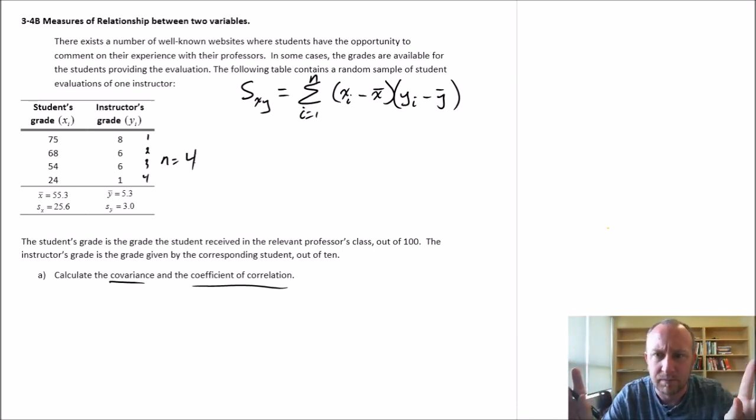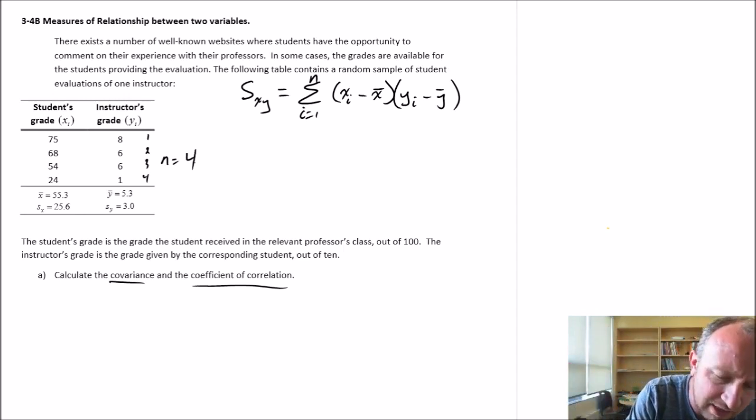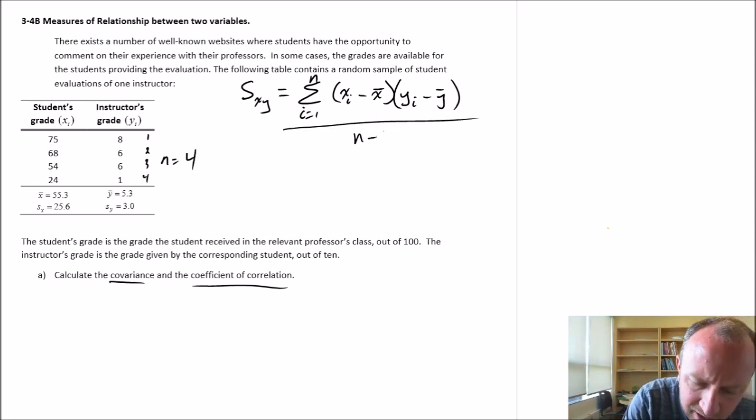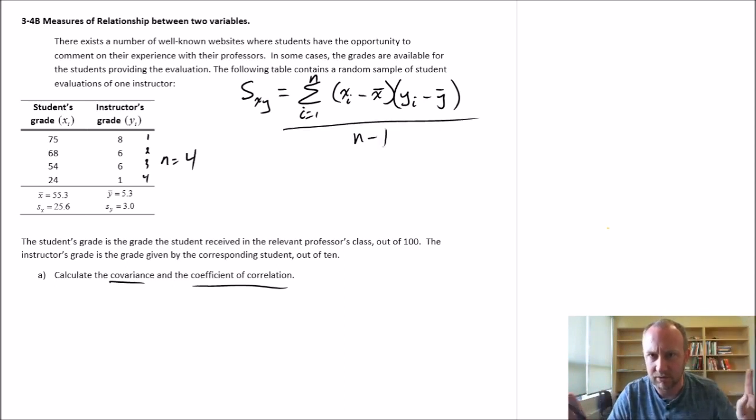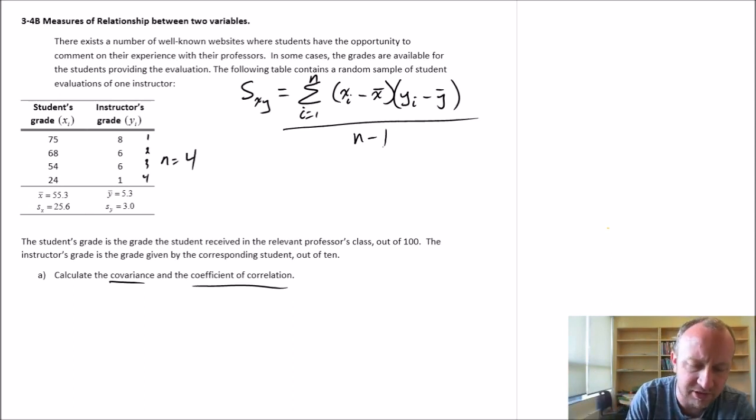Okay, we need to calculate these differences, multiply them together, add them all up, and then we divide by n minus 1 observations. Okay, so it's a little bit of a slow process. A lot of these calculations in statistics are a little bit tedious, and there's so much room for mistake, but we just have to take our time and crunch through it.